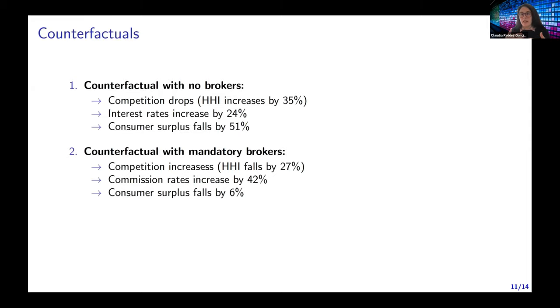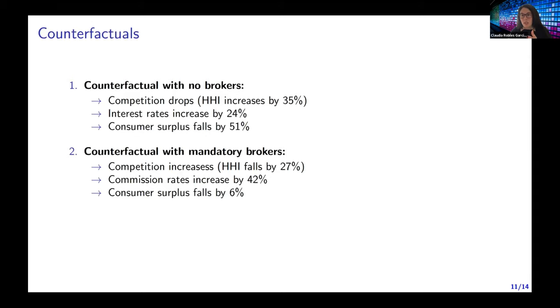And on top of that, since people going direct go to the nearest branch and the small banks don't have branches, what's going to happen is that competition is going to drop amongst the banks and overall prices are going to go up. So this is horrible news for consumers.